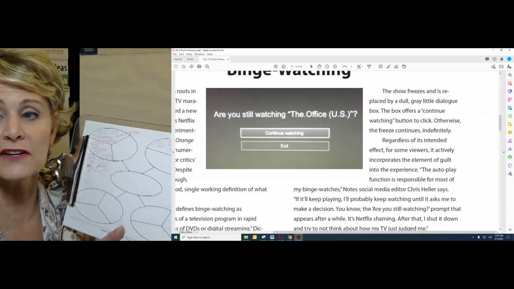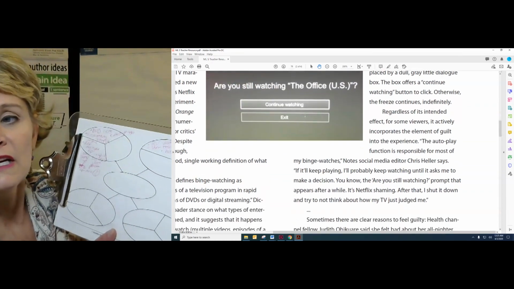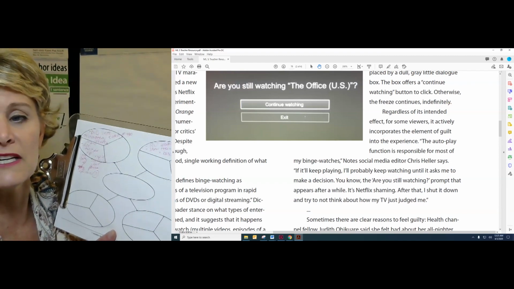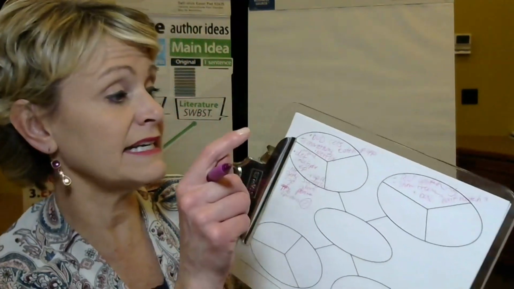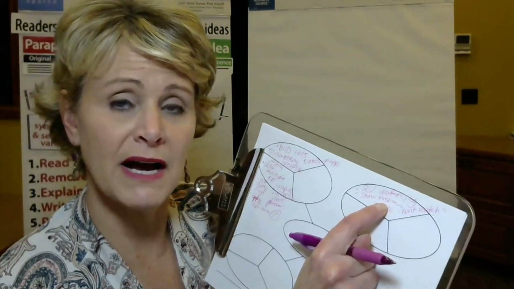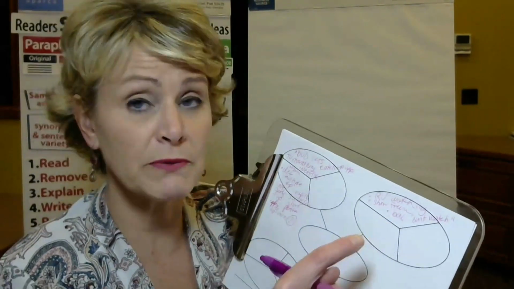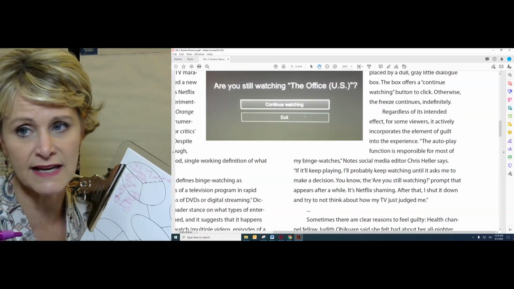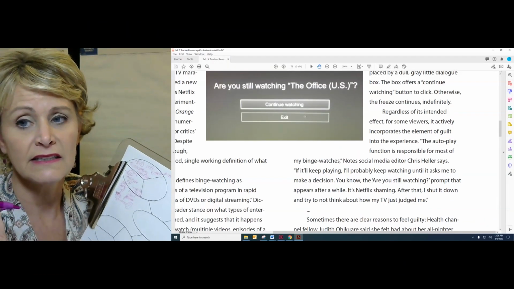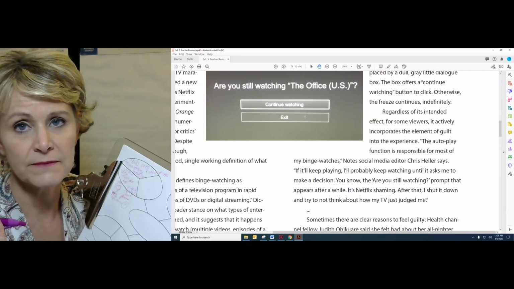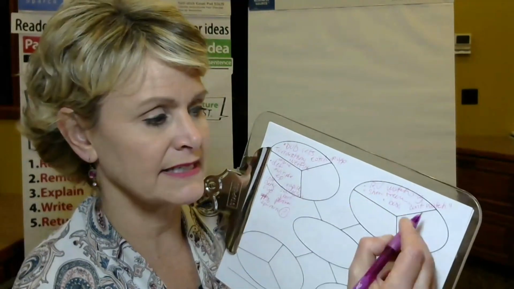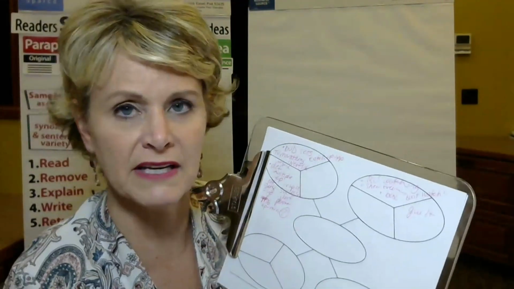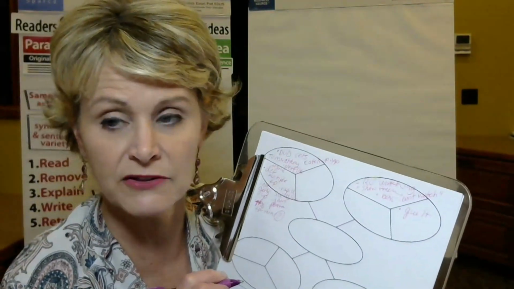All right, next paragraph. Regardless of its intended effect for some viewers, it actively incorporates the element of guilt into the experience. Stop. What is that sentence about? Is it about the "Are you watching" box and the freezing of your show? Well, it's related, but is it directly about it or is it hinting at something else? Look at that sentence again. Regardless of its intended effect, incorporates the element of guilt. Yeah, guilt. It's related, but it's not about the box itself. Now we're talking about the viewer having guilt. So I'm going to jot that detail in a new piece.